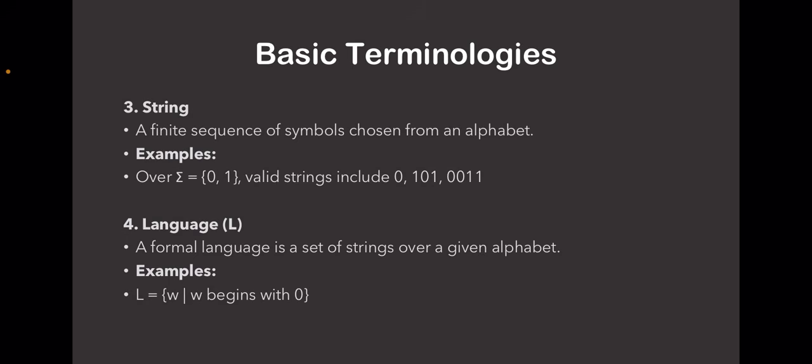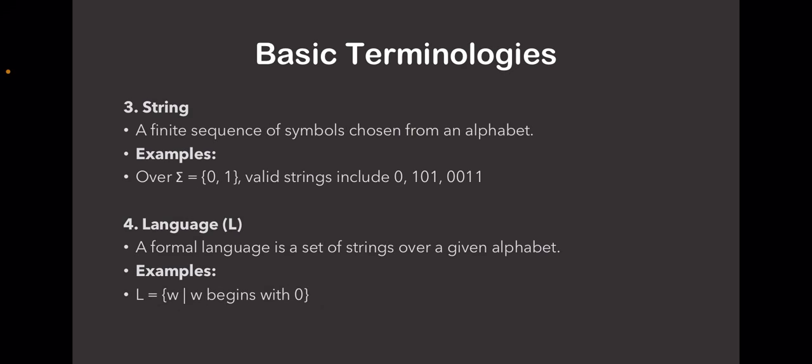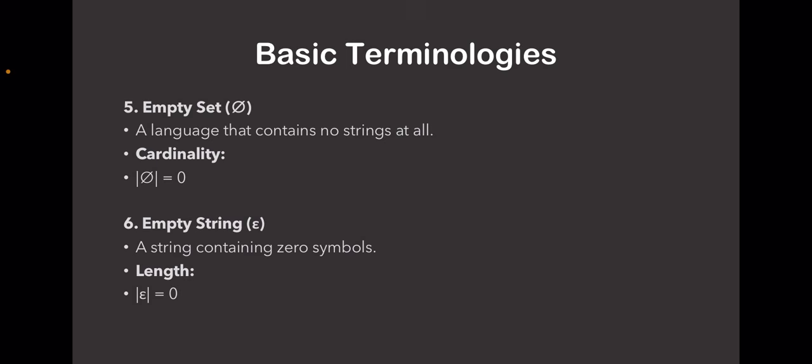In relation to our normal English grammar, you can think about it this way. We have individual characters like A to Z. Those are our symbols. When we group all 26 letters together, we get the English alphabet. When we take letters from that alphabet and string them together, we form words, which we call strings or words in this context. And when we collect all valid words that follow the rules of English grammar, we get the English language.